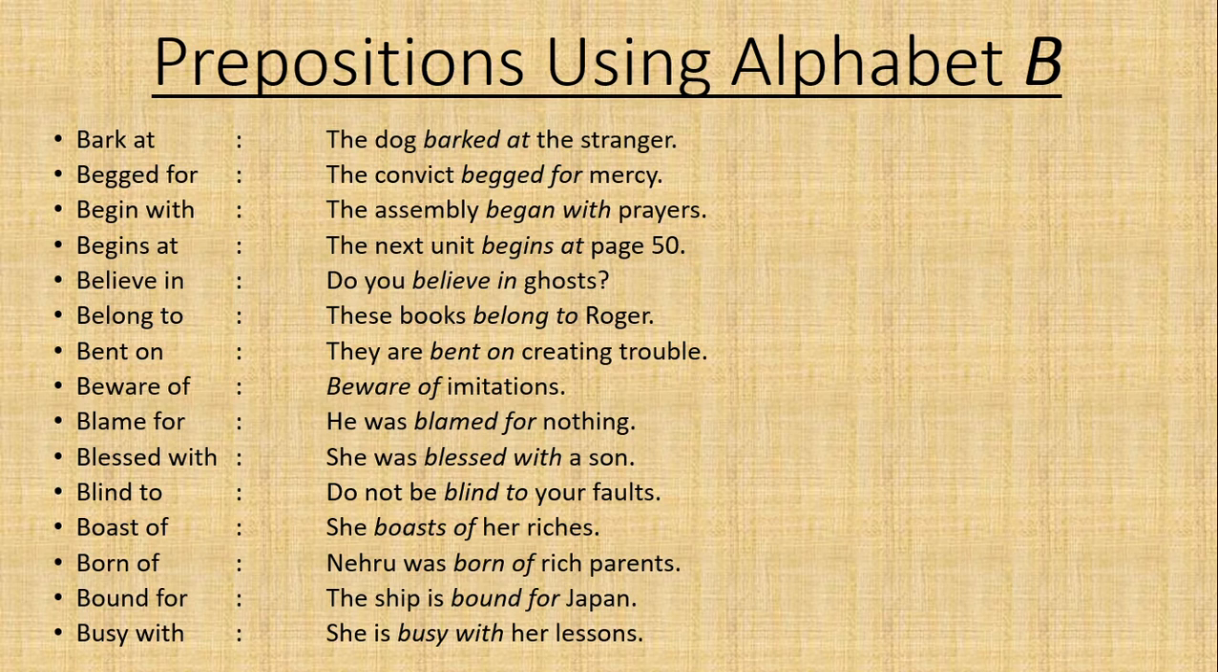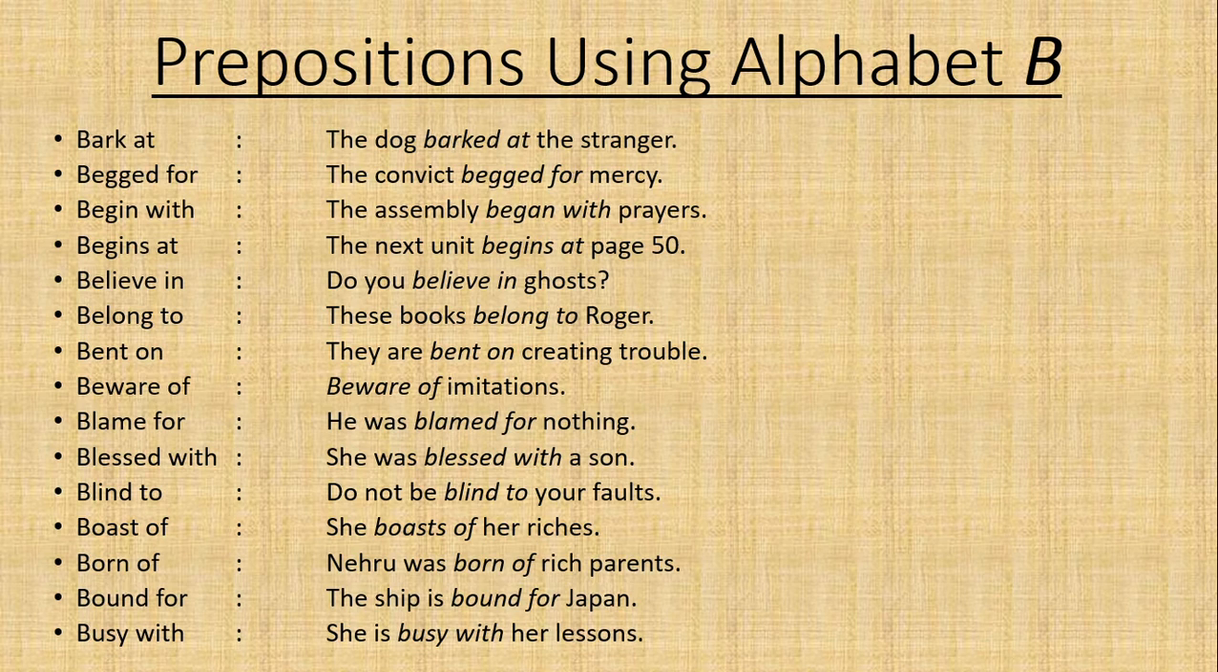Bent on. They are bent on creating trouble. So the relation between they and trouble is bent on. Beware of. Beware of imitations. So the relation between the listeners and imitations is beware of. Blame for. He was blamed for nothing. So the relation between he and nothing is blamed for. Blessed with. She was blessed with a son. So the relation between she and son is blessed with.